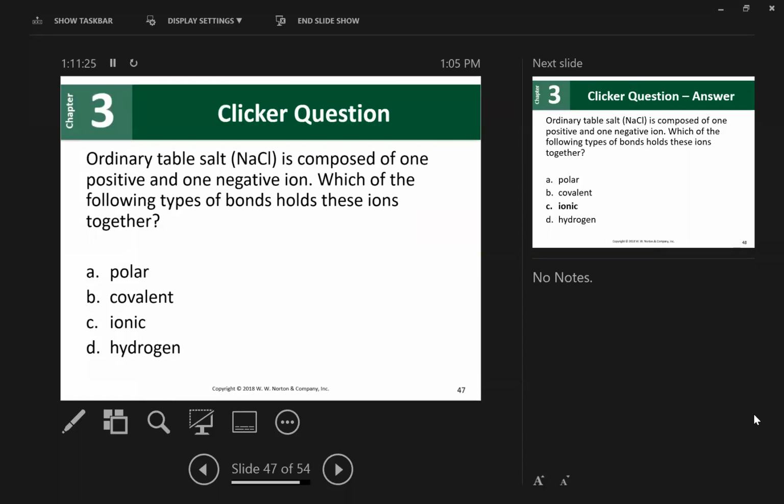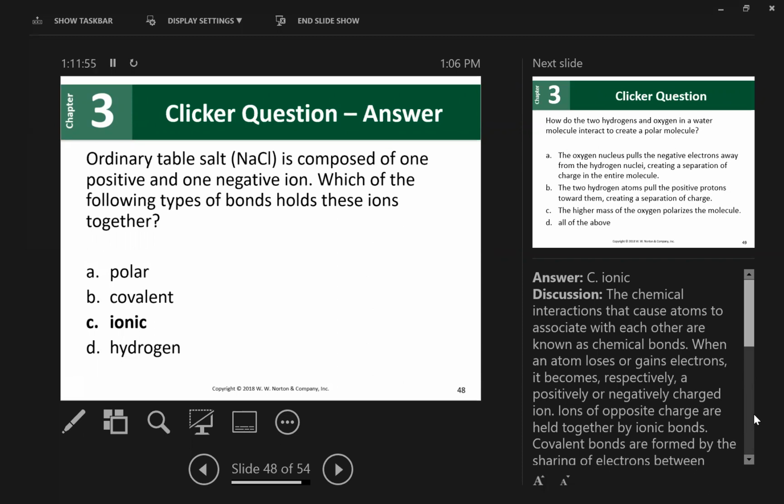So let's move on to clicker questions. Please recall that clicker questions, this is all fair game for future tests. Okay, ordinary table salt is composed of one negative and one positive ion. Which of the following types of bonds hold these ions together?